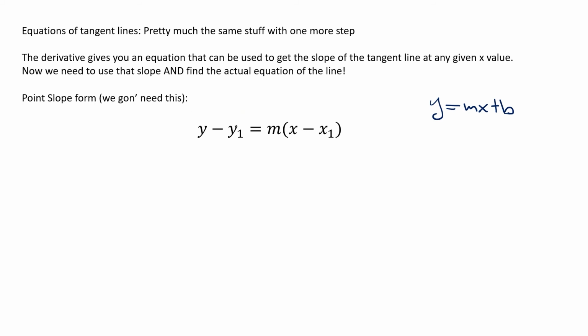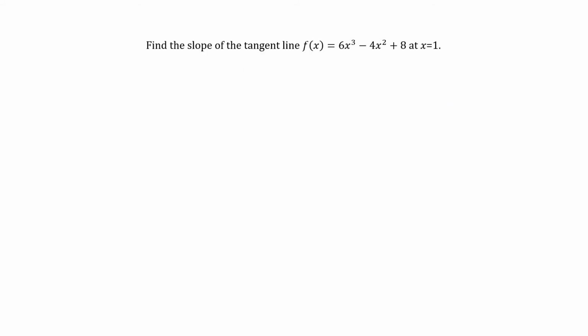And we can find a point on the graph very easily. We'll probably be given an x, and we can plug that x into the original equation, not the derivative, to find a y value at the same point. And then we can get the slope at that x value by using the derivative. So let's go do that.